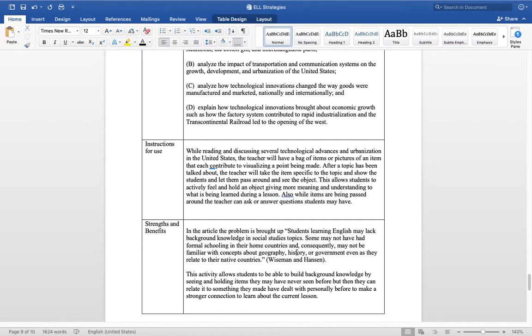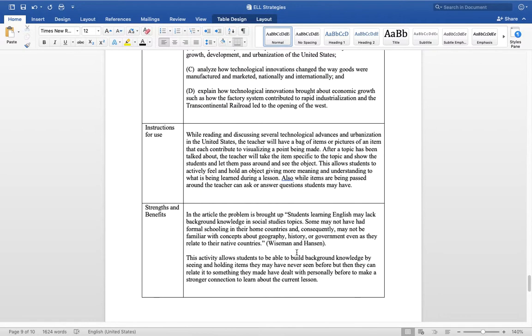This allows students to actively feel and hold an object, giving them more meaning and understanding about what they're learning during a lesson. And while these items are being passed around, the teacher can ask questions and answer questions that students may have, and they can discuss the things they're talking about and holding.